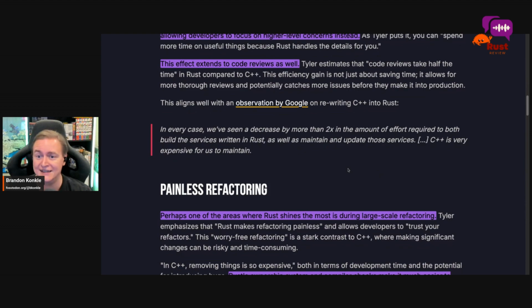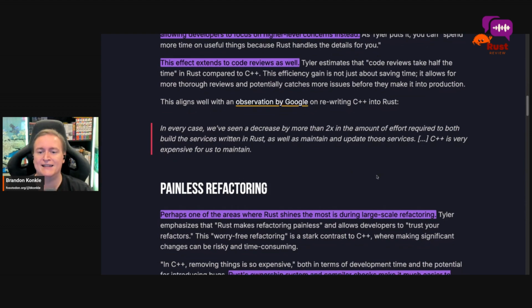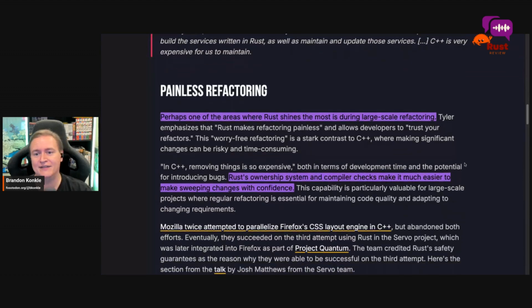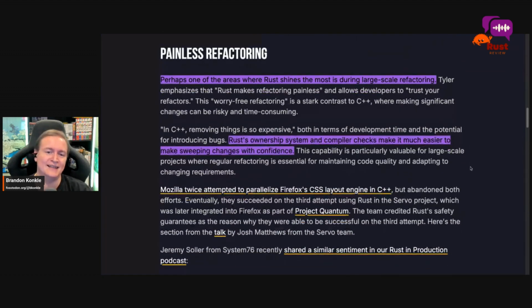Actually, Google says that C++ is very expensive to maintain, as opposed to Rust. So Tyler obviously agrees with that sentiment. He says that one of the areas where Rust shines the most is during large-scale refactoring, and I definitely agree with this sentiment. I've made some pretty major transformations of the Rust code bases that I work on in my side project time. And even big sweeping changes I can be pretty confident in.